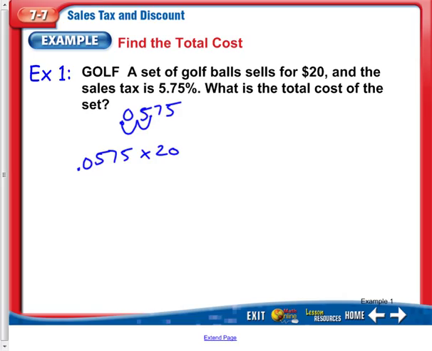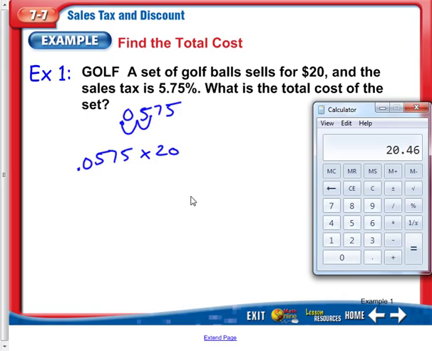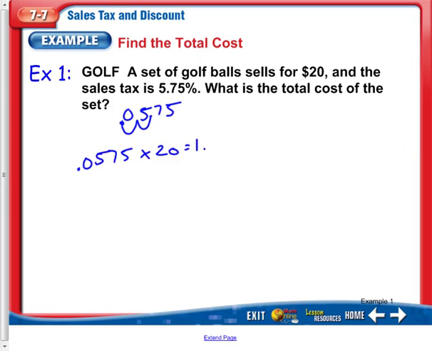So we have to find out how much extra sales tax we have to pay. 0.0575 times our $20. We're going to end up paying $1.15 just in tax. Now what we have to do is take that sales tax, $1.15, and add it back to our original price to get a total of $21.15. And that would be how you would find sales tax.